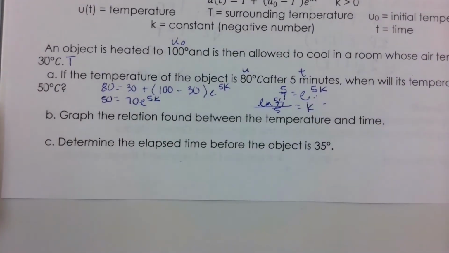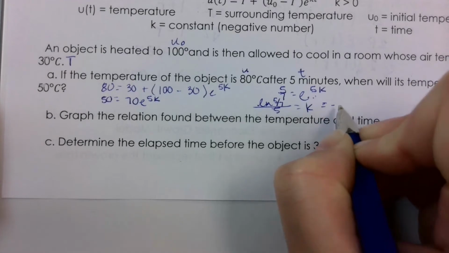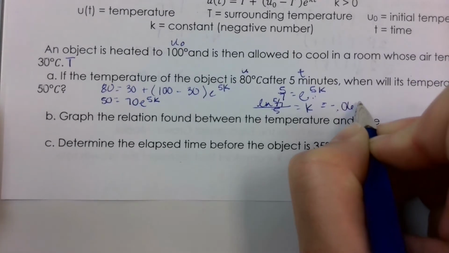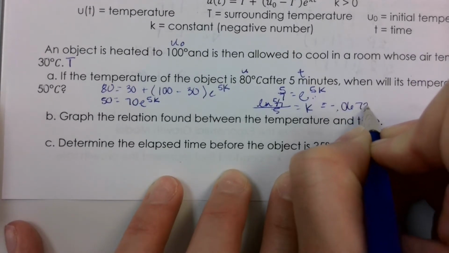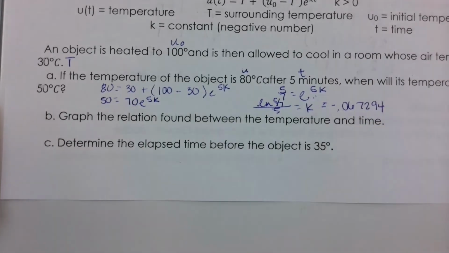How did I go? I did 1, 2, 3, 4, 5, 6, I did 6 decimals again. So I got negative 0.067294 for our k value. Is that all right? Questions?